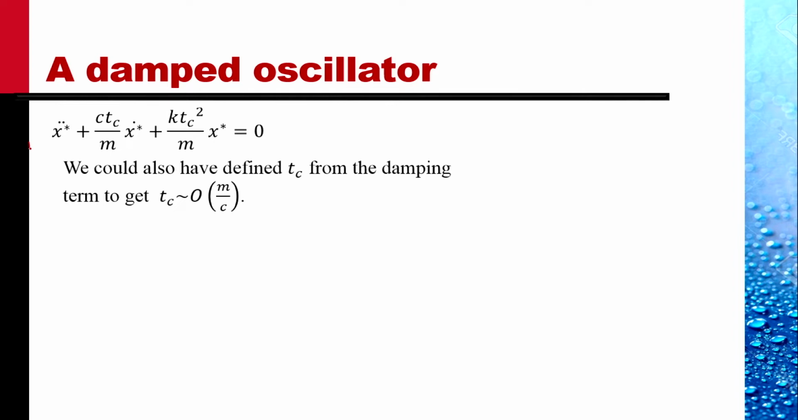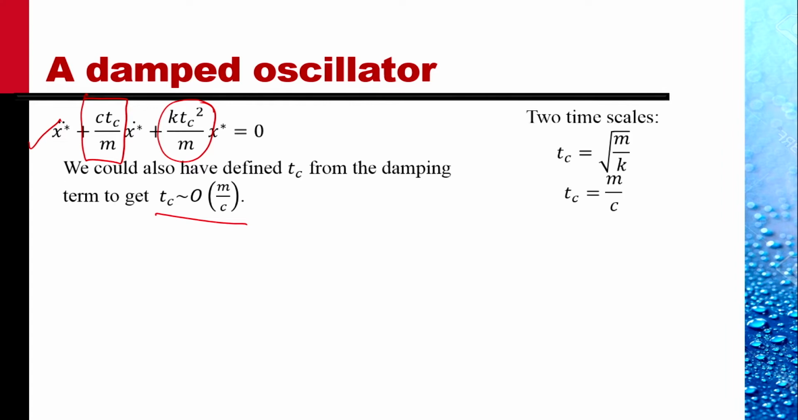This was the original equation where we had chosen this to be 1. We could have also used this for defining tc, the characteristic time. And if we did this, we will get a characteristic time of order m by c rather than square root of m by k. We will get it as m by c.